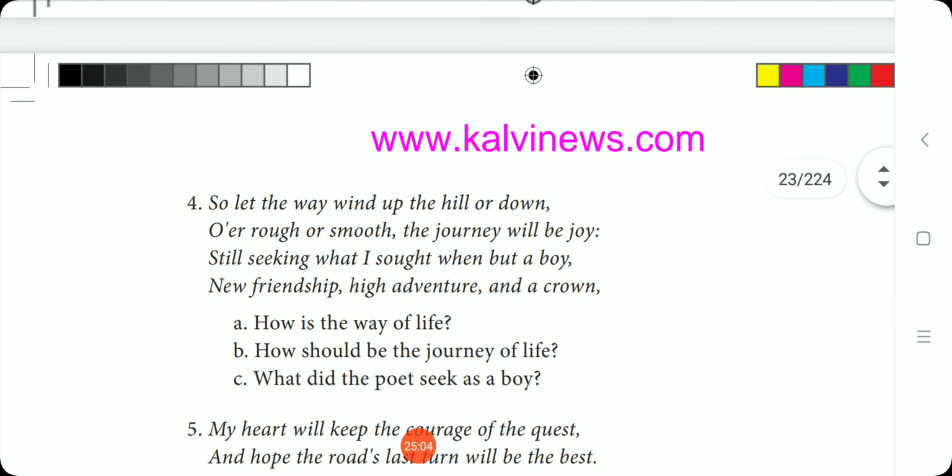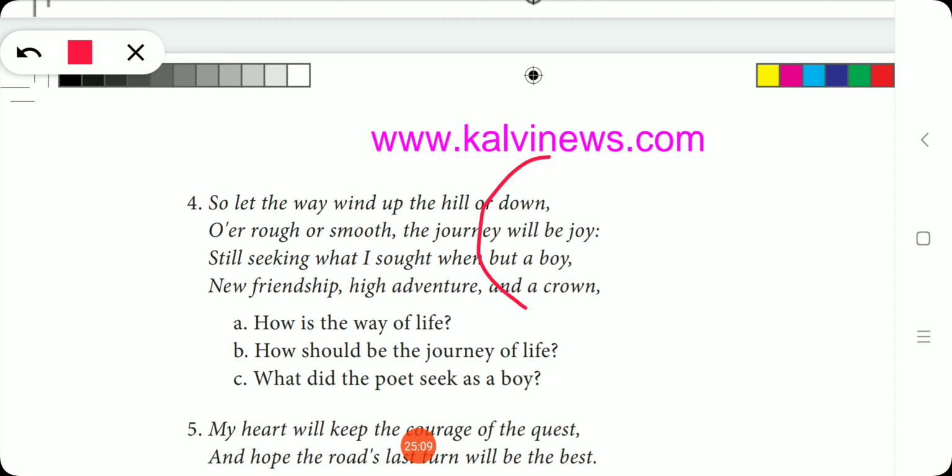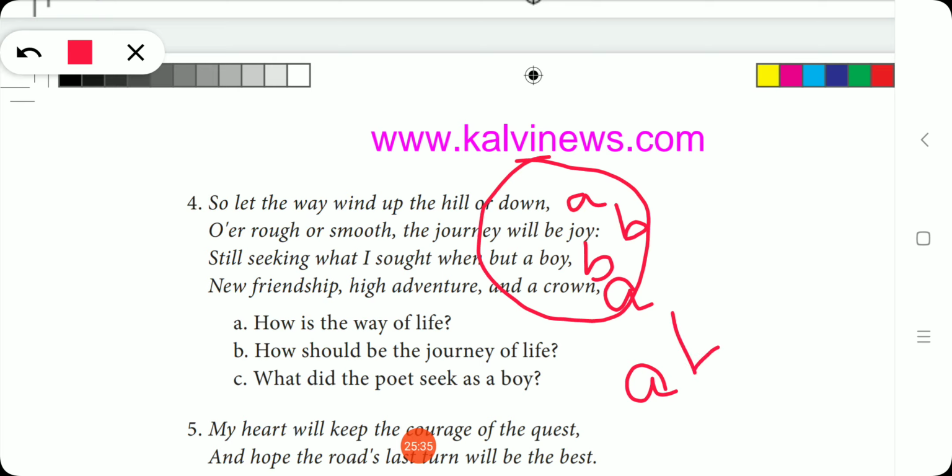See one more example. Look at these 4 lines. Down, joy, boy, crown. Here first you have to give A, down. Joy and boy are not rhyming with down. Crown is rhyming with down, so you have to give A. Next, joy. It is not rhyming with down, so you have to give the next letter B. And joy, boy are rhyming, so give the same B. So the rhyme scheme of this stanza is A, B, B, A.